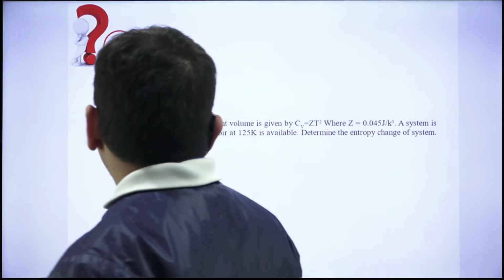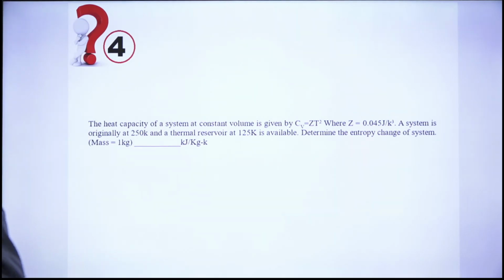Heat capacity of the system at constant volume, Cv, is given as Zt square. Z is also a constant term. Now a system which is originally at 250 Kelvin and a thermal reservoir is maintained at 125 Kelvin. This thermal reservoir is nothing but it may be ambience. You need to find out the entropy change of the system.